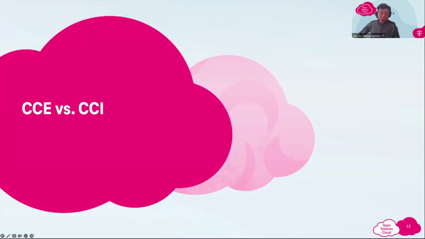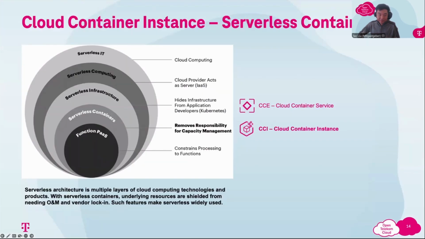Now, we go into the next part, the difference between CCE and CCI. The whole name of CCI is Cloud Container Instance. It is a serverless container service. This picture comes from Gartner, and the multiple layers of serverless architecture are displayed on it. As you can see, CCE belongs to the serverless infrastructure, while CCI belongs to the serverless containers. And in the serverless containers layer, the responsibility of capacity management is removed.